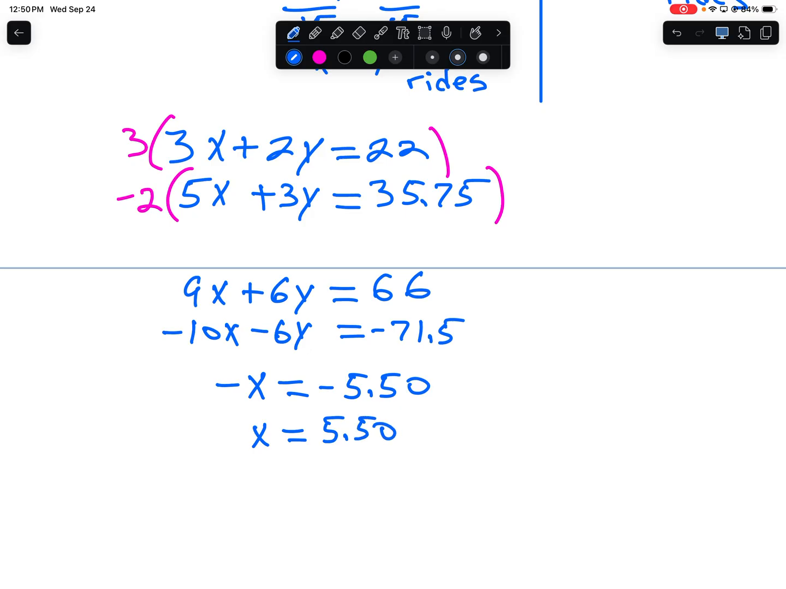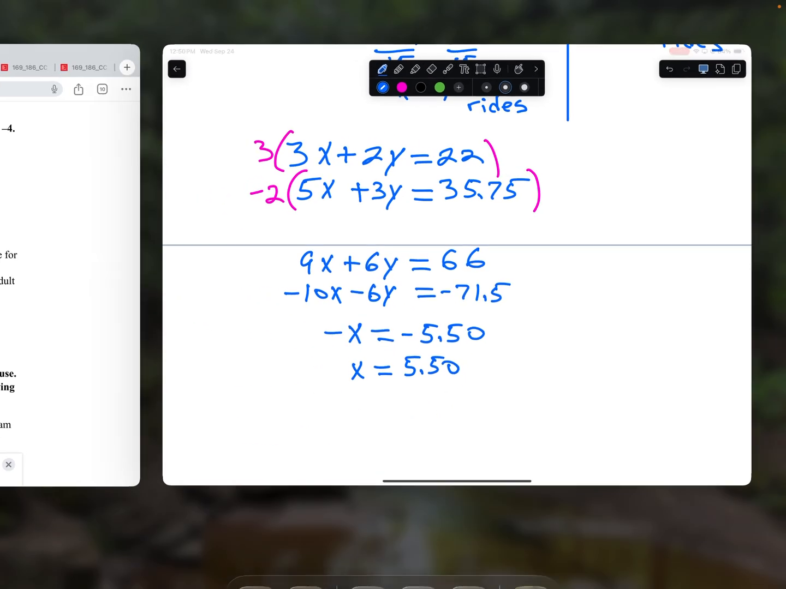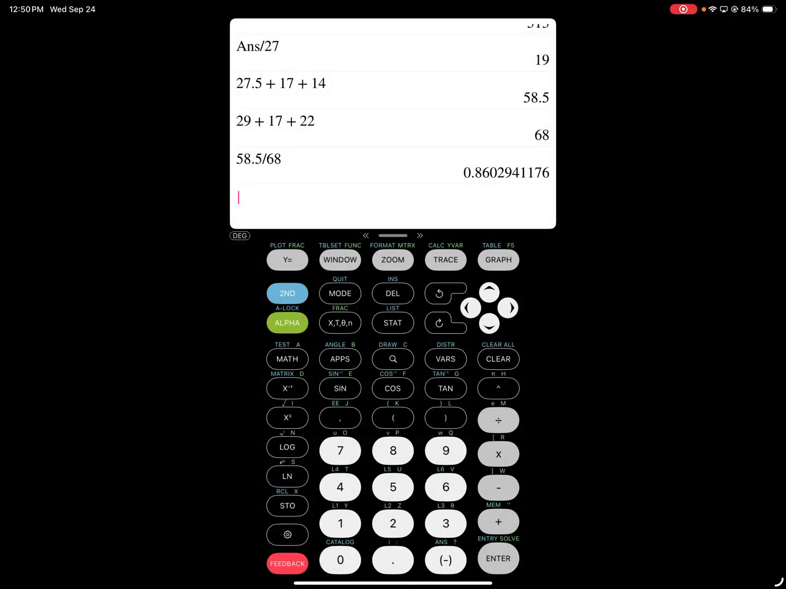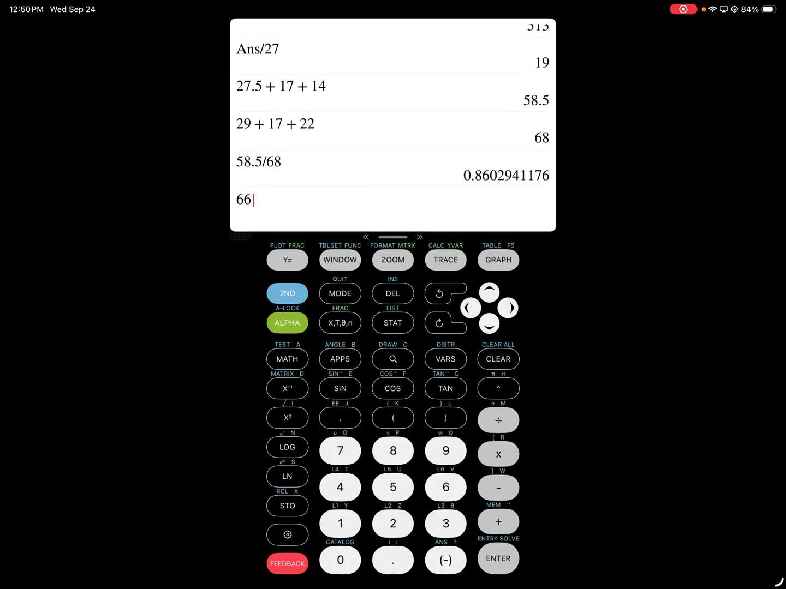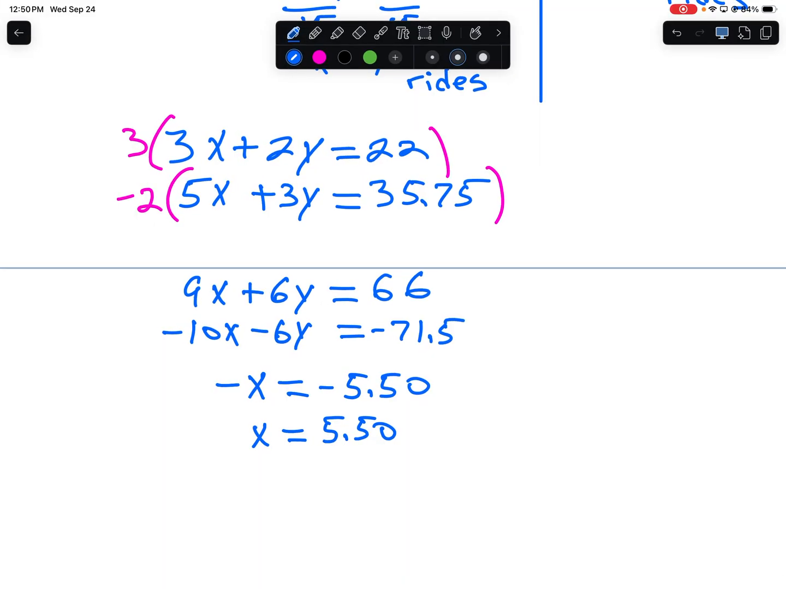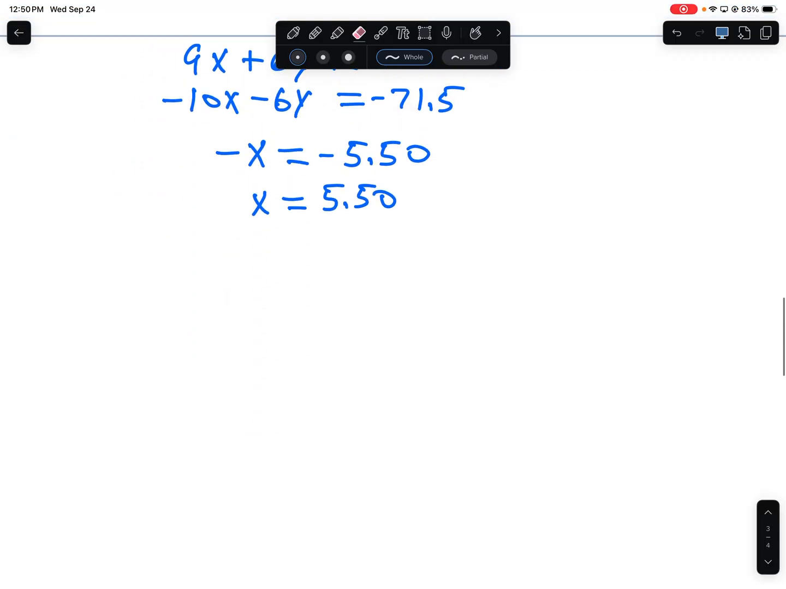Is it 450 or 550? 66 minus 71.5. We'll go to the calculator. 66 minus what? 71.5? 5.50. I thought it was 5.50. Whew, had a moment. And then you just plug into one of the equations and get y. Okay? We good? All right, your homework is something.